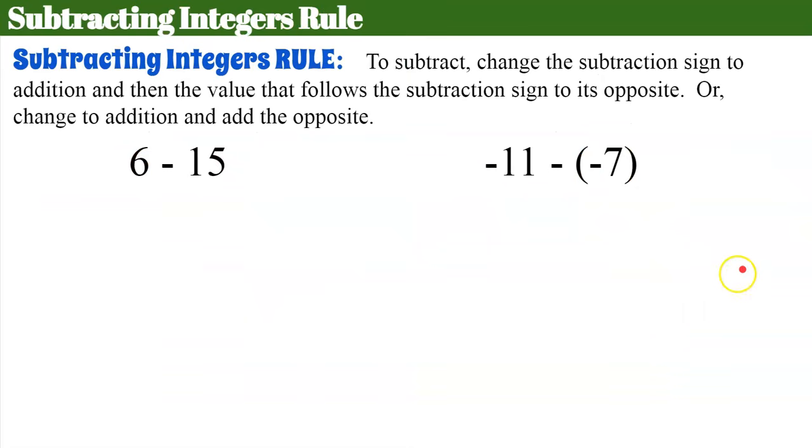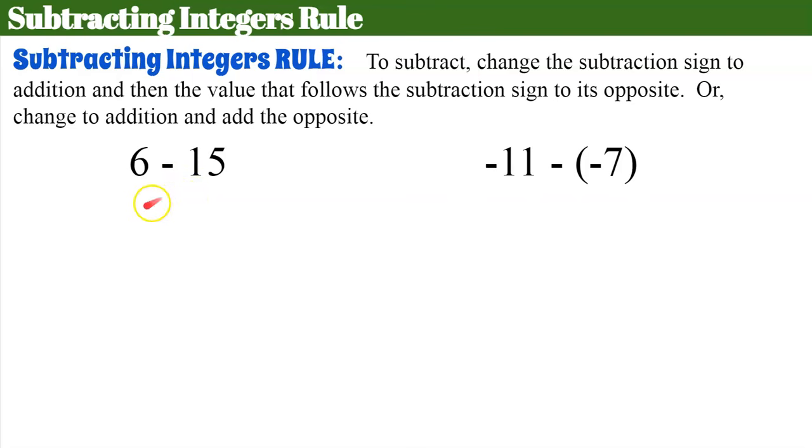Now let's learn our rule, because we don't always have integer chips available, or sometimes our numbers are so large it's not practical to use integer chips. So our subtracting integers rule, there's only one. Unlike addition, there's just one rule. To subtract, we're going to change the subtraction sign to addition, and then the value that follows the subtraction sign to its opposite. Or another way of stating this is to change to addition and add the opposite. Students often say, keep, change, opposite.